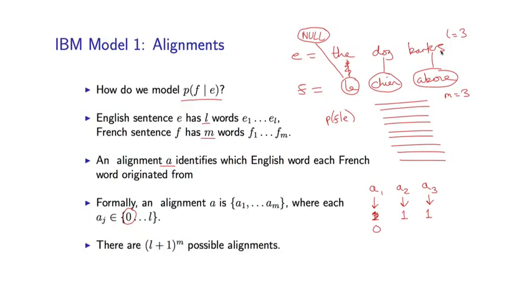Okay, so how many possible alignments are there? So if I have L words on the English side, E is over here, and I have M possible words on the French side. Each of these French words can be aligned to 0, 1, 2 up to L. So there are L plus 1 possible alignments for each word. And because I'm choosing an alignment for each of the M words, we have (L plus 1) to the power M as the number of possible alignments. So an alignment can be any structure where each French word is aligned to a single English word.